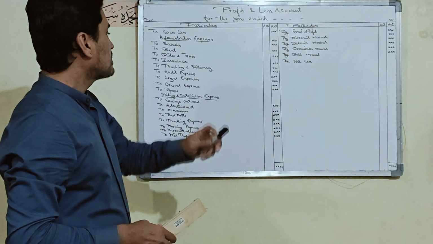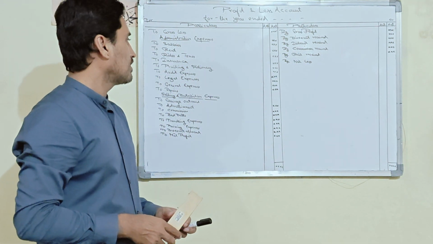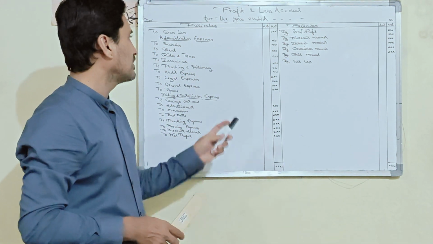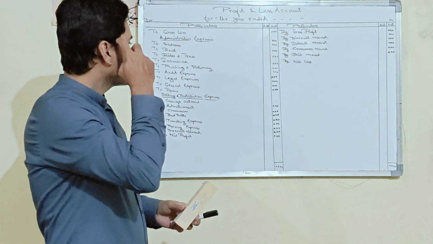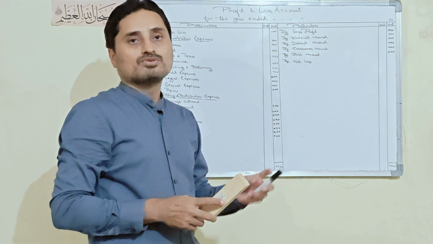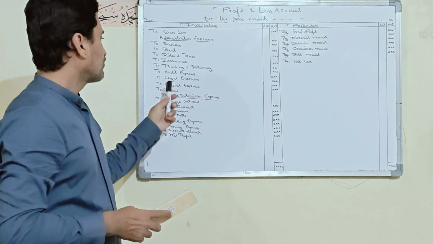Next is printing and stationery. The expenditure which we incur on purchasing stationery will appear on debit side of profit and loss account, because stationery is an item which we use in the office. So these expenses relate to office, therefore it will appear on debit side of profit and loss account.